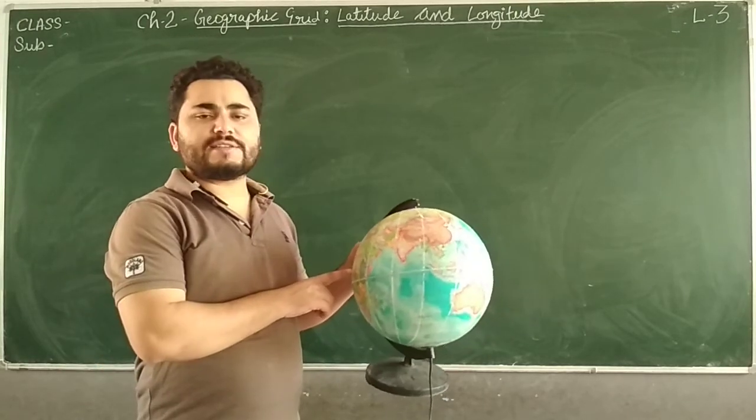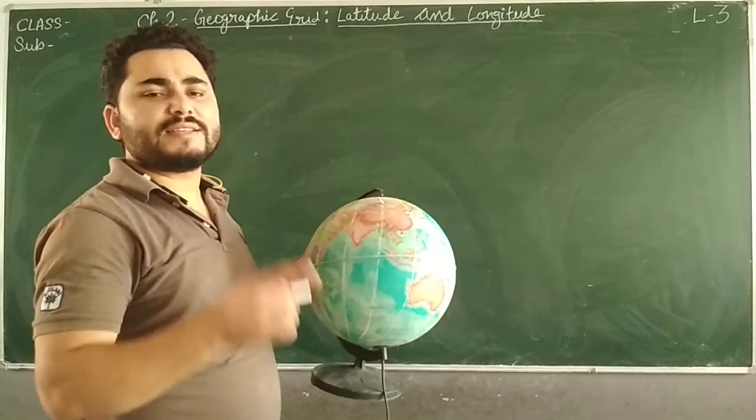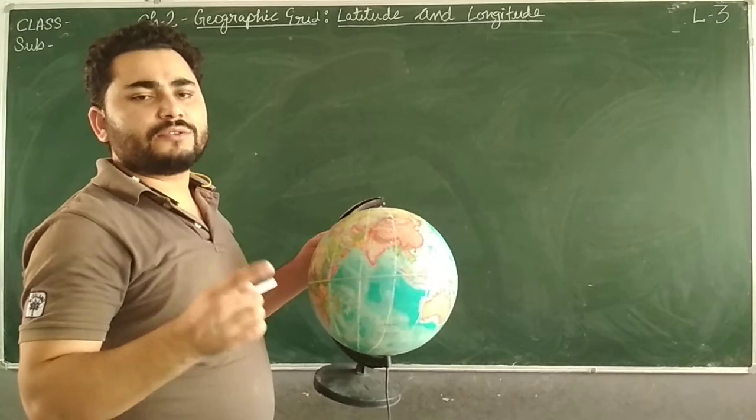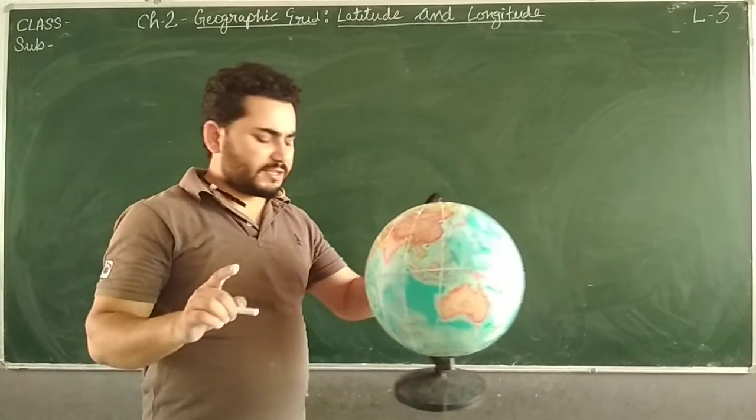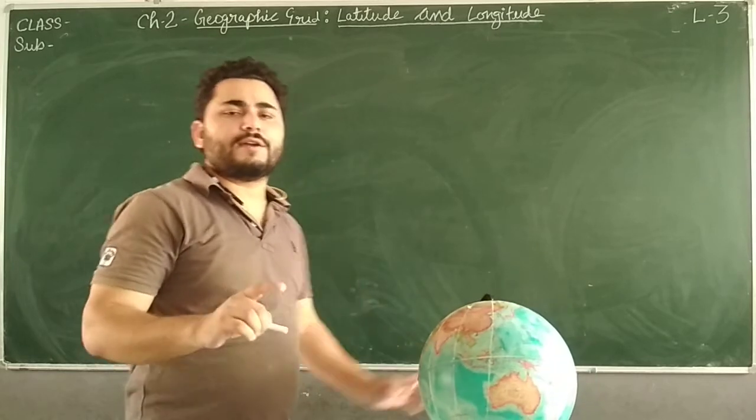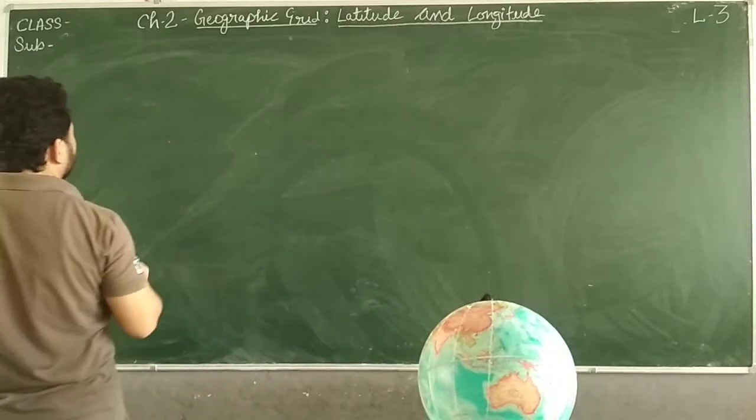So 0 degree is England, and 82 and a half degrees is the standard meridian of India. So there is a difference of 82 and a half degrees, and the time difference is 5 and a half hours. So how it is, that I am going to tell you.